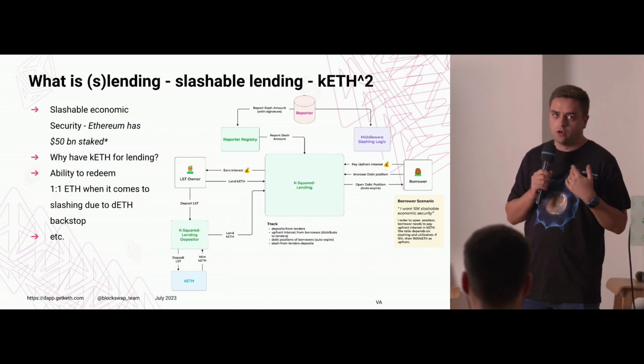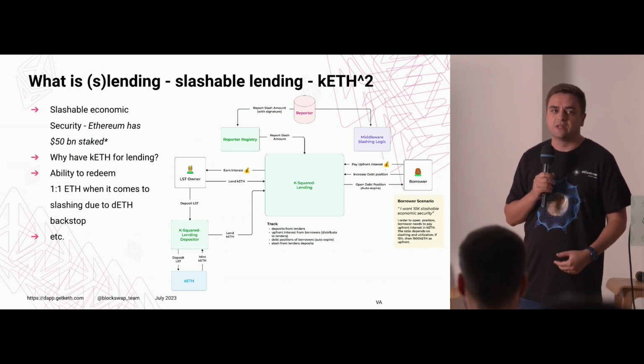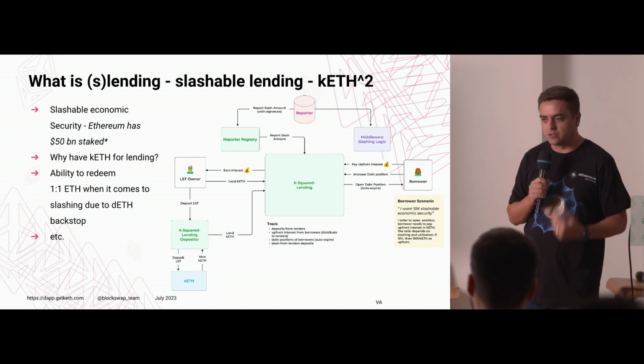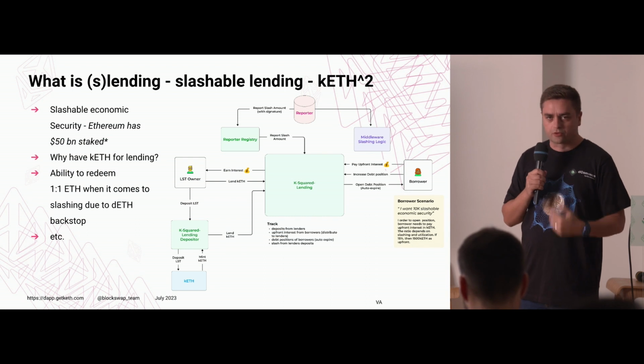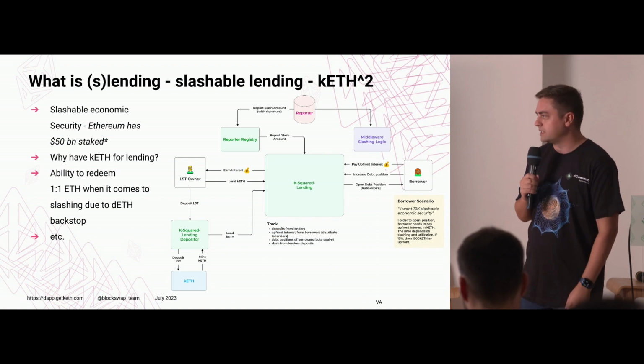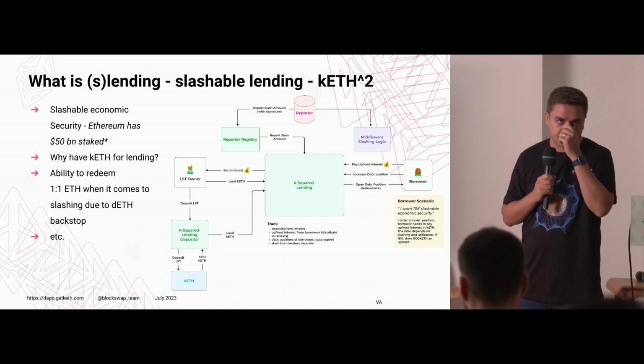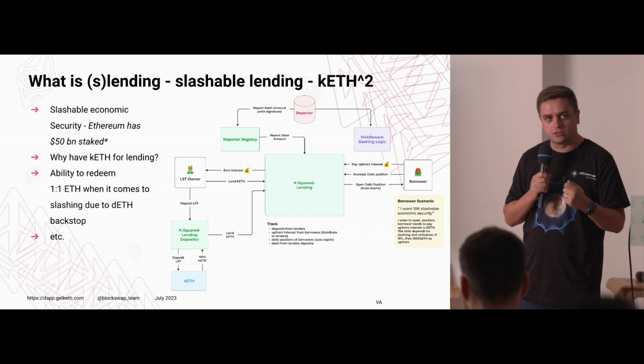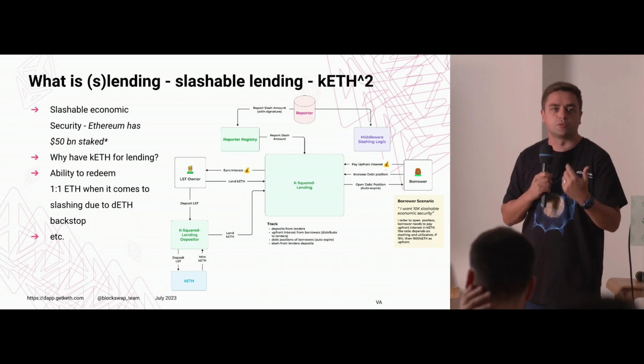So lenders will work in the traditional way. They'll deposit their kETH capital into the kETH Squared lending, and they'll get an LP token back, and they will accrue pro rata earnings as normal. That side of things is very straightforward. On the other side, the borrowing side, the borrowing is virtual. It's more like you're taking a slashable position.